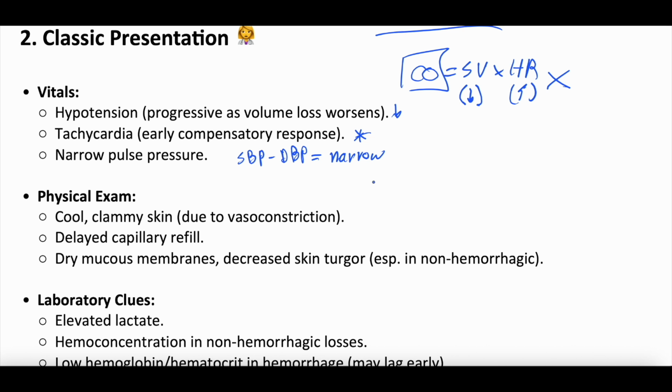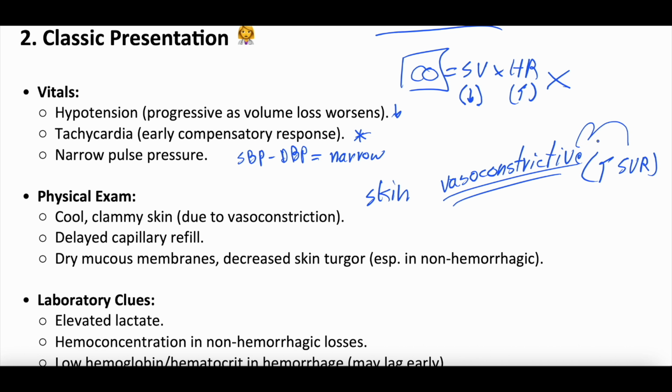Physical exam-wise, you're usually cool and clammy. And this is a good rule. When your skin is cool and clammy, it means you're in a vasoconstricted state because all those cutaneous blood vessels are constricted, and it makes your skin feel colder because there's not as much warm blood from your core body circulating through the skin. So any vasoconstrictive state is equivalent with increased systemic vascular resistance, right? We talked about that, increased SVR. That's going to lead to cool and clammy skin. So hypovolemic shock, you usually have cool and clammy skin. Septic shock, you're vasodilated, so your skin's usually warm.